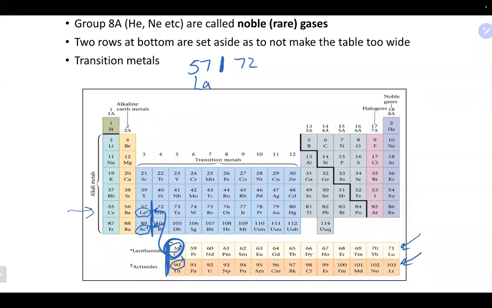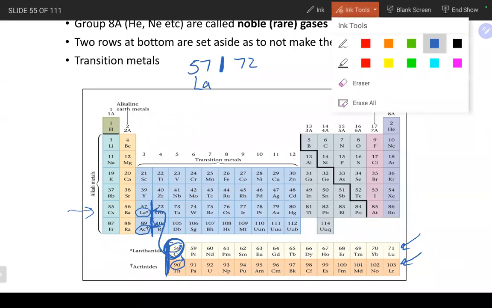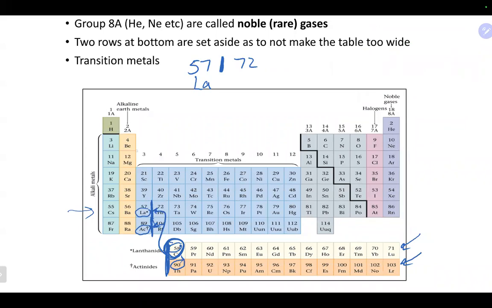Now, between group 2 and group 3 on the periodic table, pretty much here, big green box.